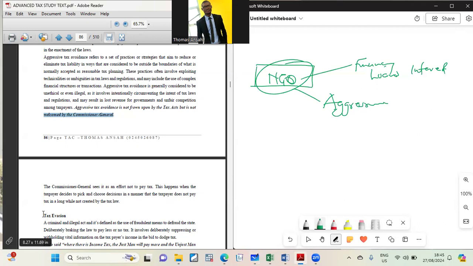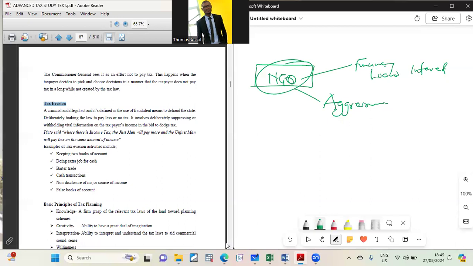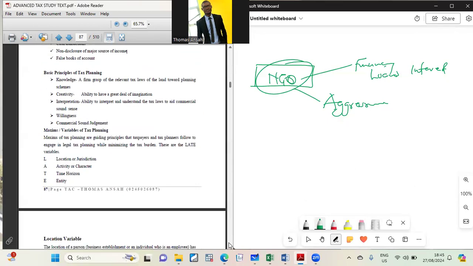But tax evasion simply means you are using illegal means to avoid tax payment. Plato said that where there is income tax, the just man will pay more and the unjust man will pay less on the same income amount. This suggests that there is somebody who is evading tax payment. So that is the concept that you need to understand.